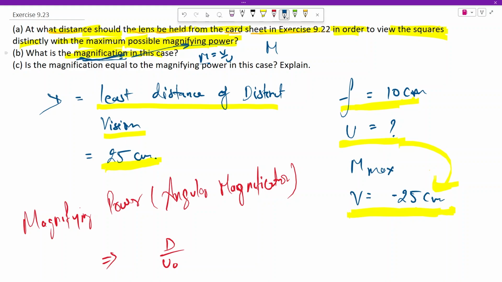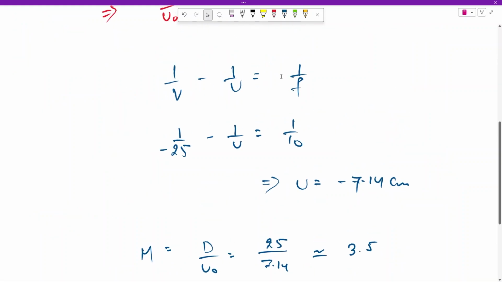So we have the formula ready that is to be used, that is the lens equation: 1 by v minus 1 by u equals 1 by f. Here we can put the value of v as 25 centimeter, with sign convention it would be minus 25 centimeter. We have to find out the value of u, and the value of f is given, that is 10 centimeter. The value of u from this calculation is minus 7.14 centimeter.